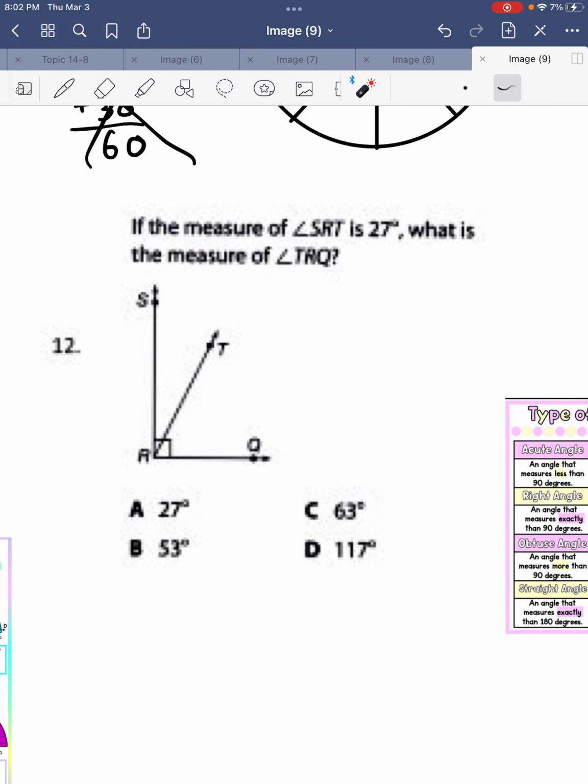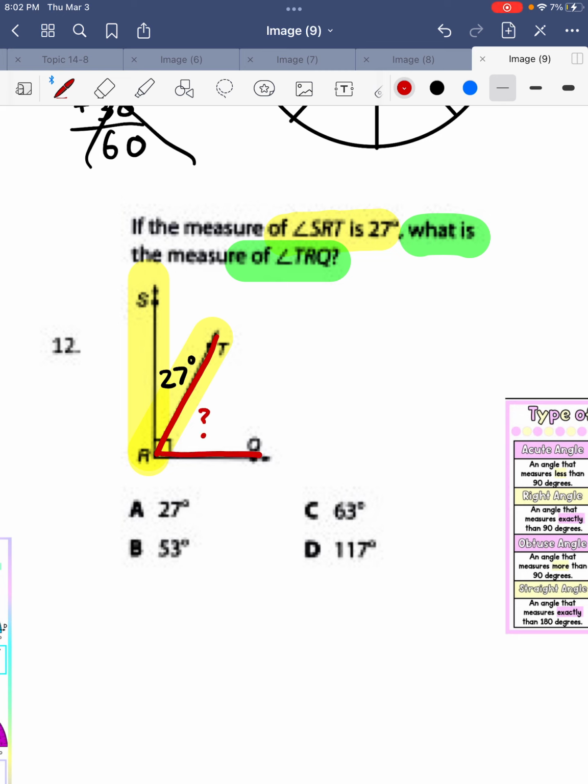For number 12, it says, if the measure of angle SRT is 27 degrees, what is the measure of TRQ? Okay, so I'm going to find the first thing they give me. SRT, they said, was 27 degrees. So I'm going to put inside of here 27 degrees. Then they're asking me, what is the measure of TRQ? So I'm going to underline it. TRQ is right here, and I'm going to put a question mark.